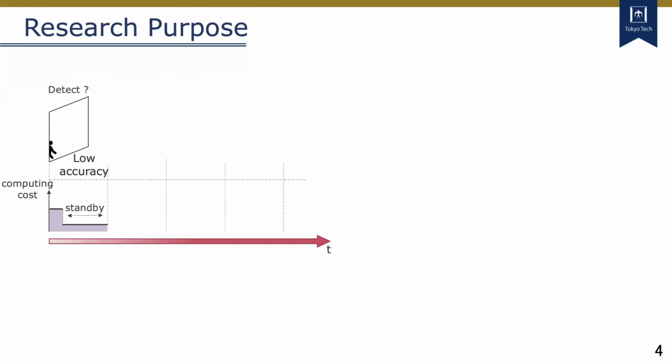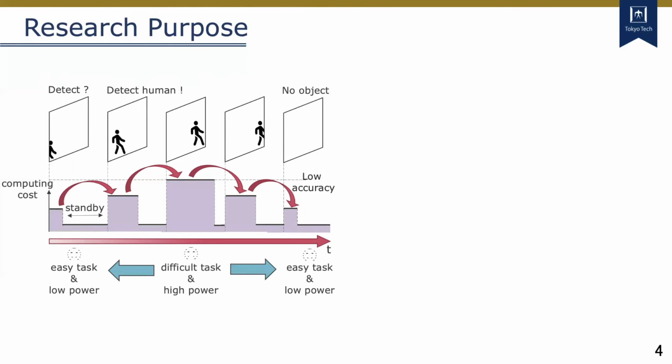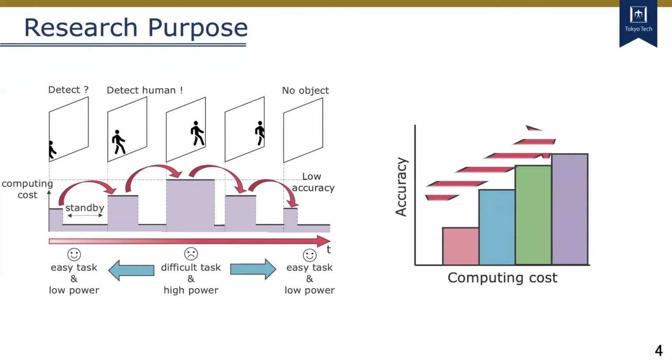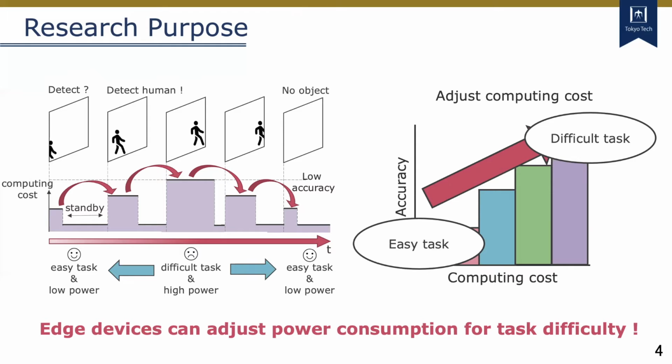In the next frame, if something is detected, we can increase the accuracy. After that, as it turned out that a person has been detected, it performs a high accuracy calculation. And then, as the object is no longer detected, it adjusts to lower accuracy again. In other words, we can use less computation for simple tasks, and more computation for difficult tasks to make inference efficiently. In this way, the edge devices can adjust power consumption for task difficulty.